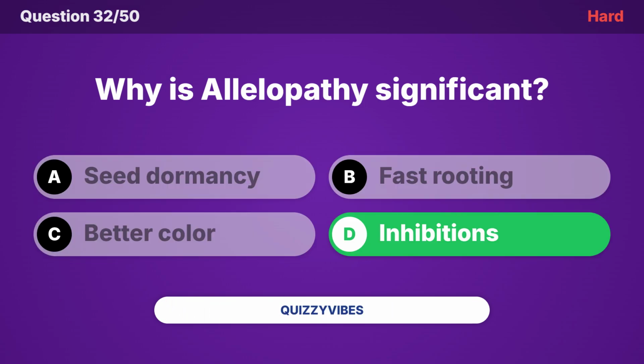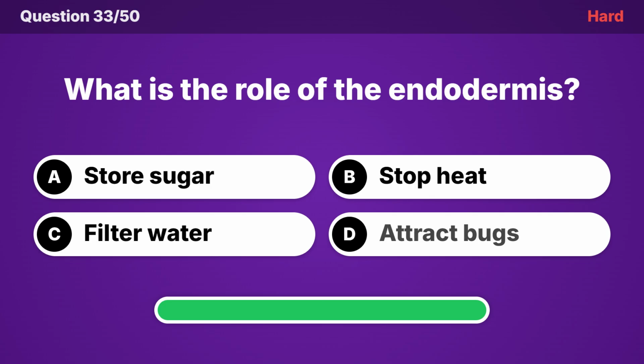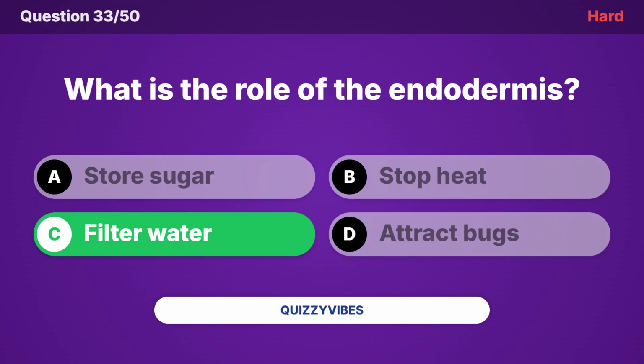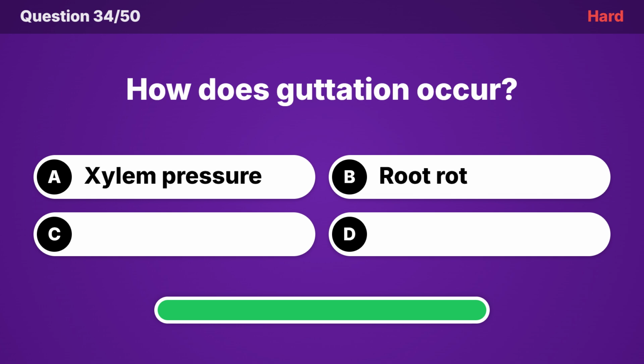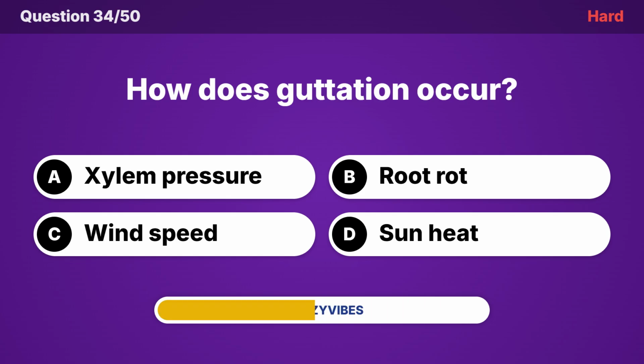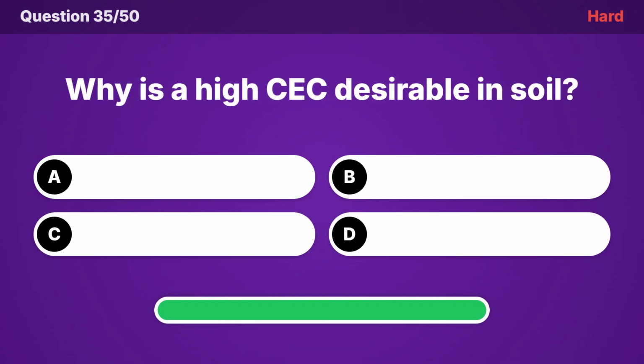The answer is inhibition. What is the role of the endodermis? Time's up! It's filter water! How does guttation occur? Answer. Xylem pressure. Why is a high CEC desirable in soil?